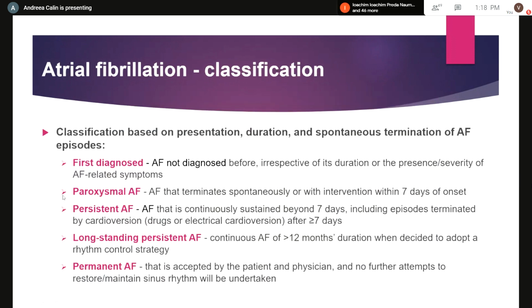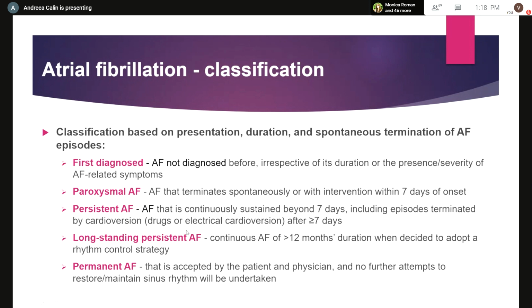The classification is based on the presentation, duration, and spontaneous termination of atrial fibrillation. We have a first episode of atrial fibrillation in a patient that wasn't diagnosed before, irrespective of its duration and the presence and severity of symptoms. We also have paroxysmal atrial fibrillation that terminates spontaneously or with intervention within 7 days of onset. We have persistent atrial fibrillation that is continuously sustained beyond these first 7 days.